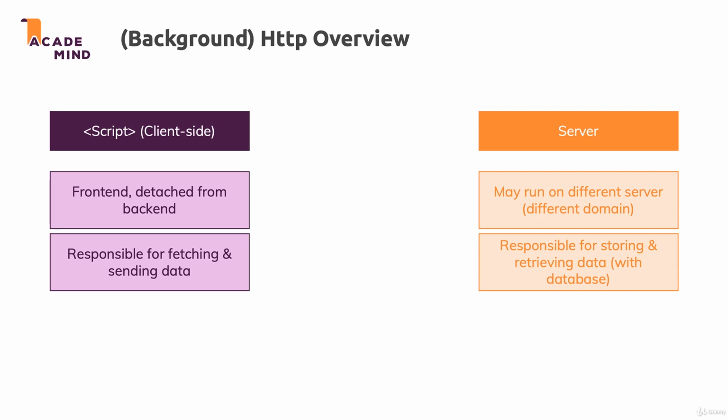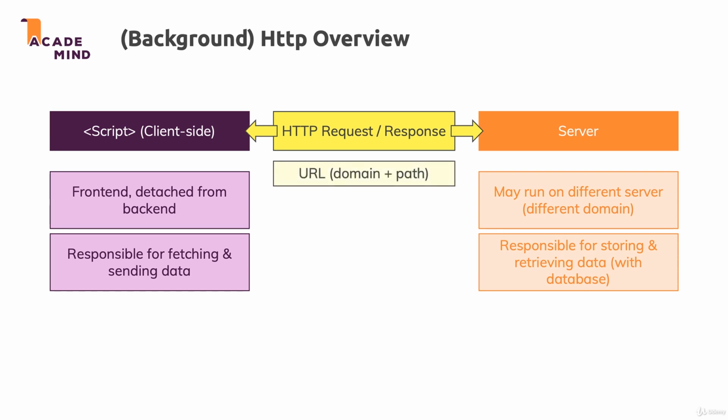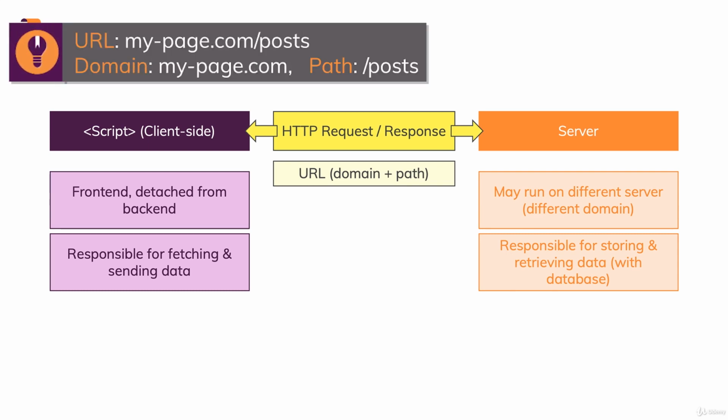Now, the communication between the client side and the server happens with the help of HTTP requests and responses. And these requests and responses have to be configured and set up in a certain way, following a certain structure. When you're sending a request to the server, it needs to know the address. So it needs to know the URL, made up of the domain and the path. The path is the part after the domain. So mypage.com/posts, mypage.com would be the domain, /posts would be the path.